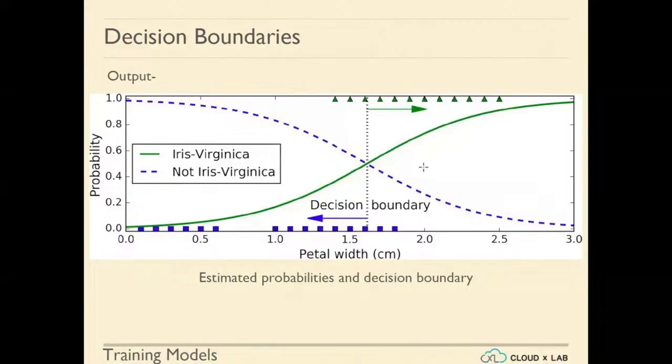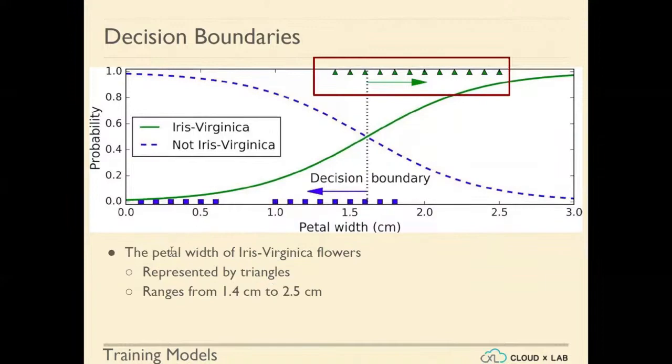We have positive samples and negative samples. So the petal width of Virginica flowers, the Virginica class represented by triangles, ranges roughly from 1.4 to 2.5 centimeters. So this is the petal width feature value, from about 1.4 to 2.5, for Virginica class flowers.